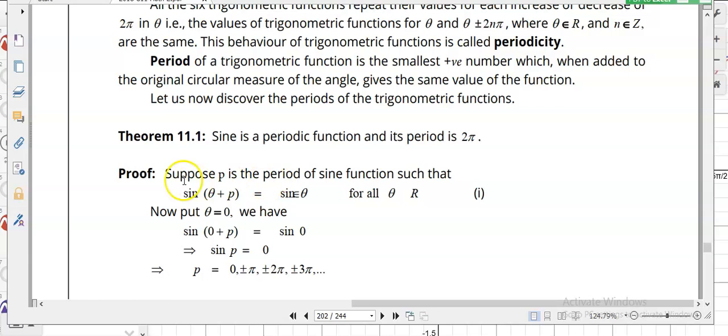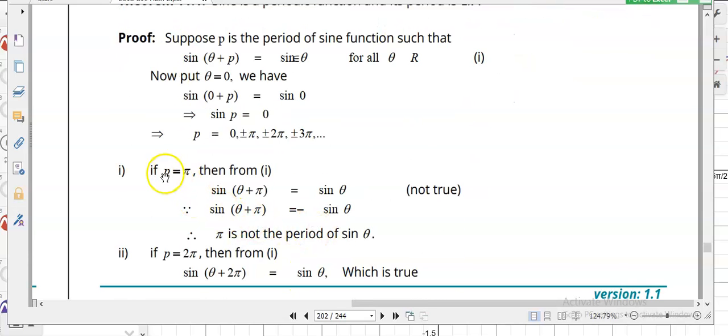The proof is that suppose p is the period of the sine function such that sine of theta plus p is equal to sine theta. Now put theta equal to 0, we have sine p equal to sine 0, which is 0, and p is 0, plus or minus pi, plus or minus 2 pi, or plus or minus 3 pi. But if we put p equal to pi and check, sine of theta plus pi is equal to sine theta is not true. Sine of theta plus pi is equal to minus sine theta. So pi is not the period of sine theta.